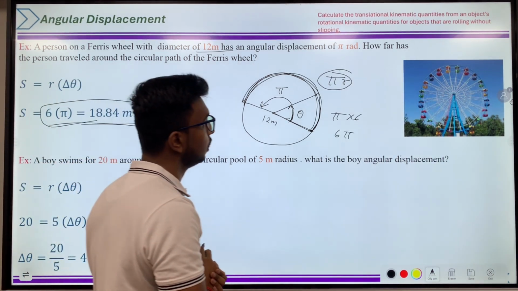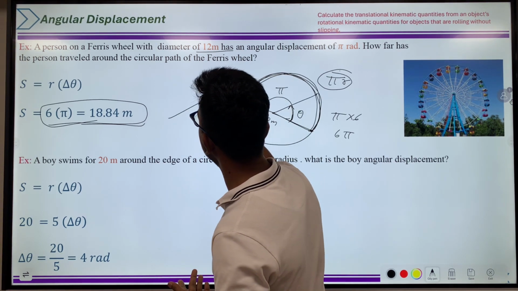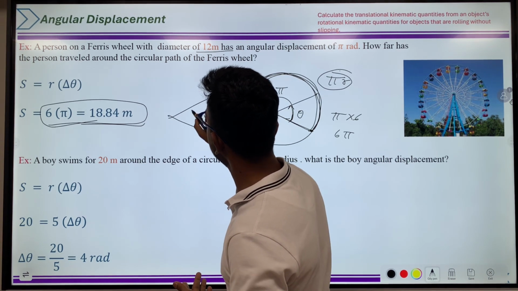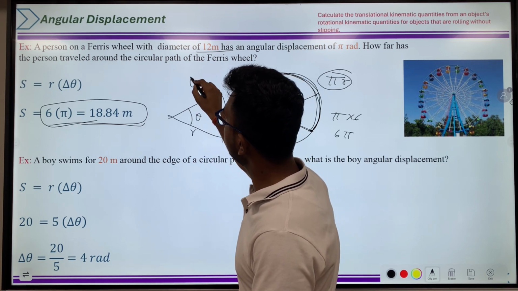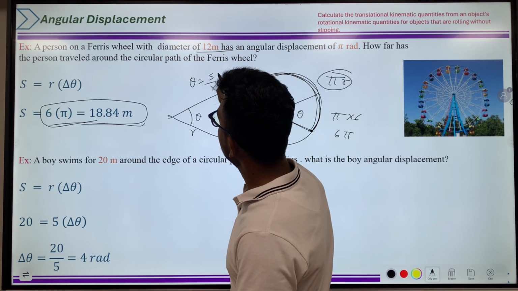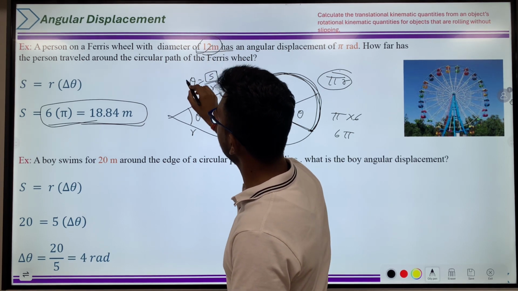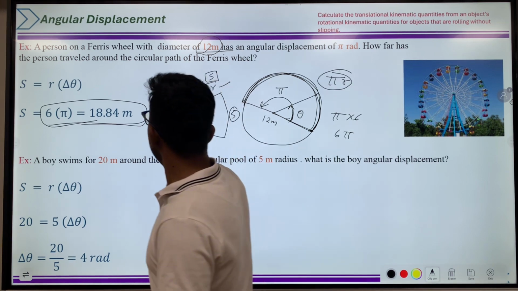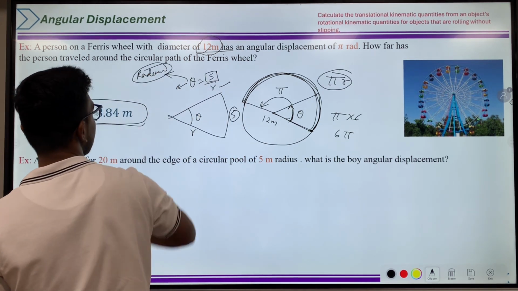16.84 meters. If you want to use the formula, theta is equal to S over r. S is called the arc length, this is theta, this is r. So theta is equal to S over r. Radius I have, which is half of the diameter. Remember, don't forget, theta is given, and this theta must be in radians. It can't be in degrees. Only then you will get the result.